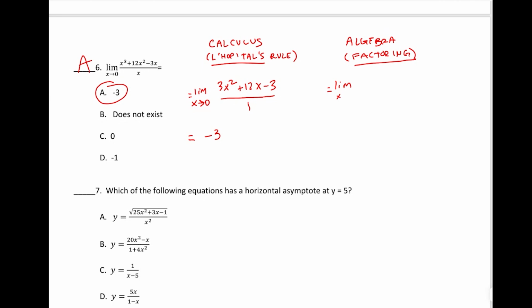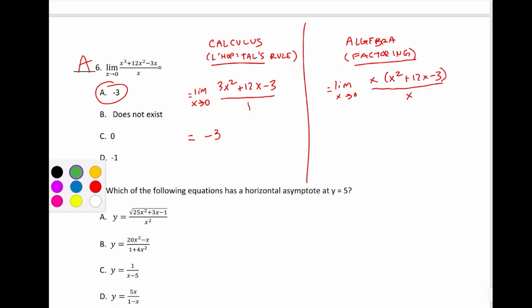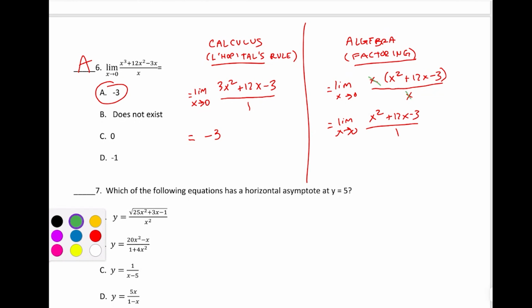This is going to equal the limit as x approaches 0 of x times x squared plus 12x minus 3. That can't be factored anymore, I don't think. No, it definitely can't. And the bottom is just going to be x. Now we can remove the removable discontinuity and say that this equals the limit as x approaches 0 of x squared plus 12x minus 3 over 1 after reducing these x's to 1.